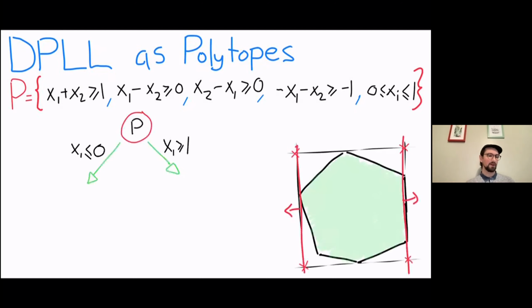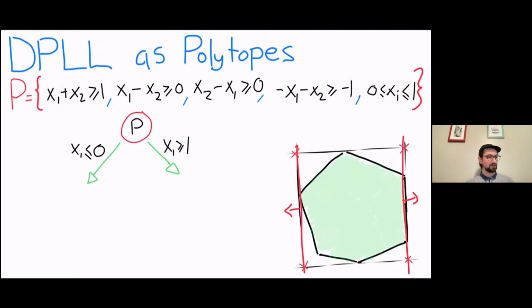Now we branch on a variable, and we're going to query whether x1 is less than or equal to 0 or greater than or equal to 1. And why is this the same as before? Well, because we have these constraints saying that the variables fall in the Boolean cube. This is the same as asking whether x1 is 0 or x1 is 1. And here you can see the red lines are the action of this branch on the polytope.